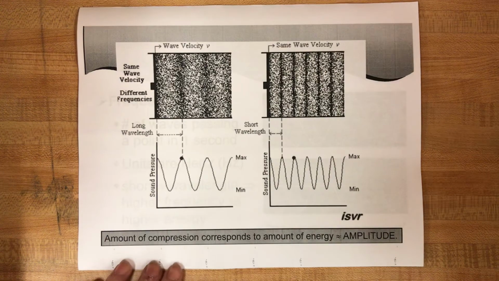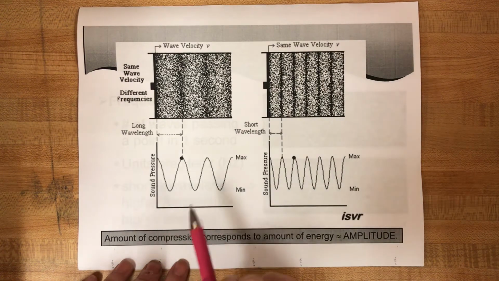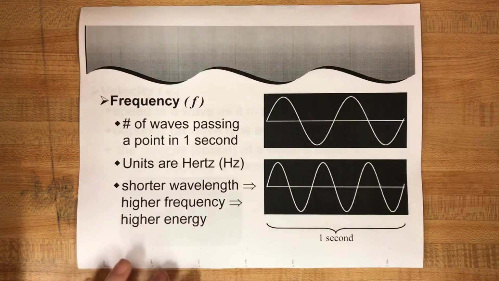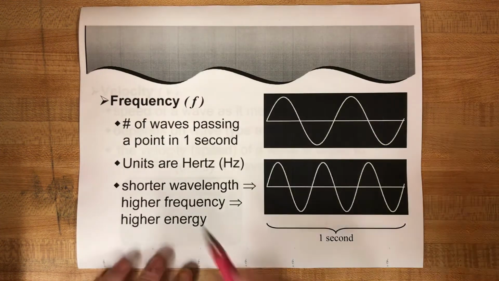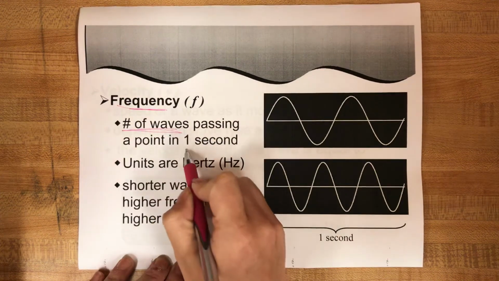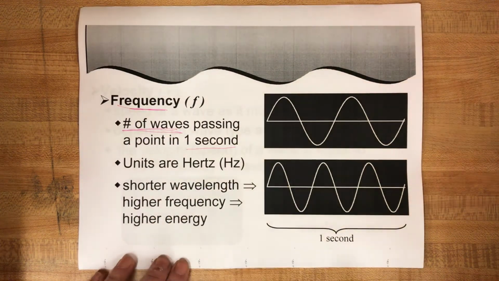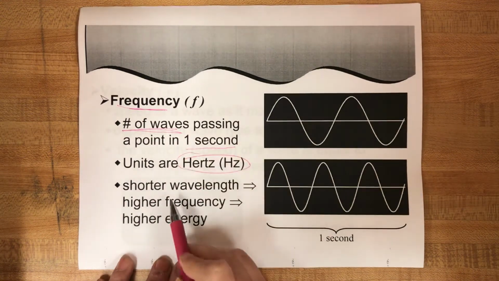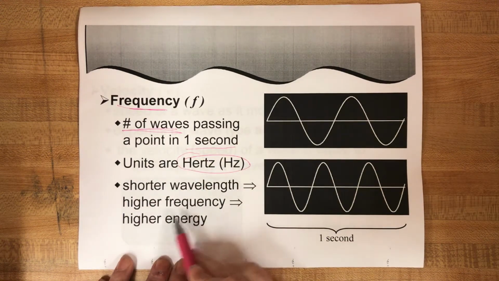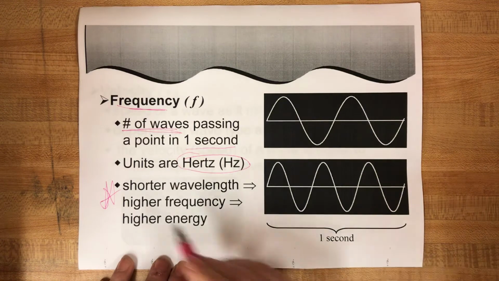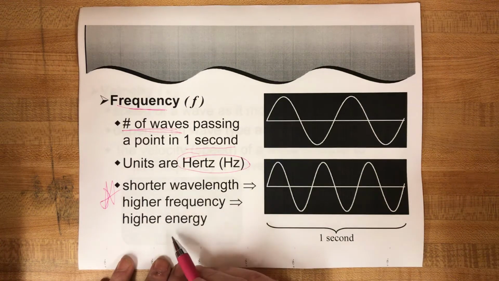This is just showing you again how that energy relates. Some more vocabulary. Frequency is the number of waves passing per 1 second. Its units are hertz. The shorter the wavelength, the higher the frequency, the higher the energy. That's going to be essential to know for this unit. So shorter the wavelength, higher the frequency, higher the energy.